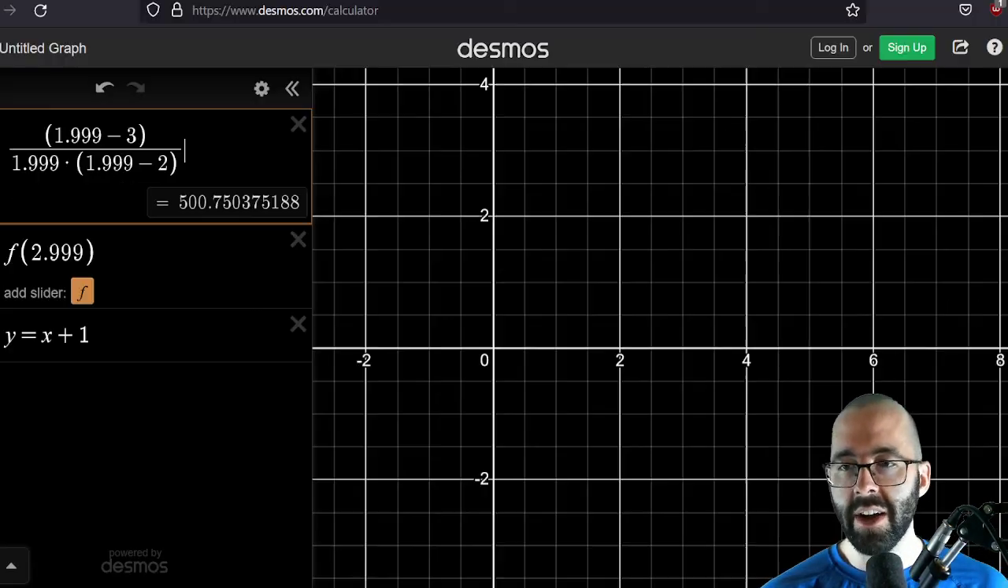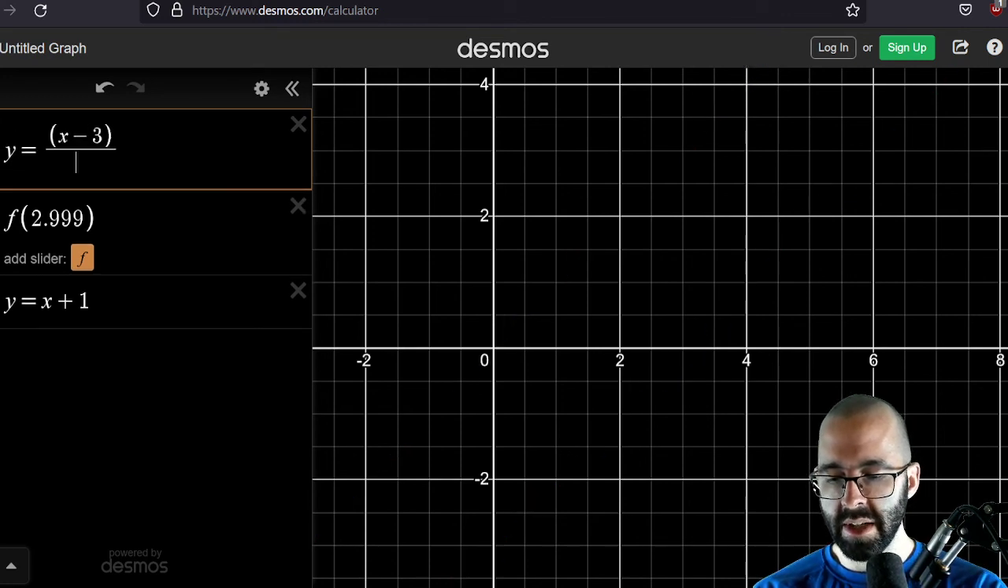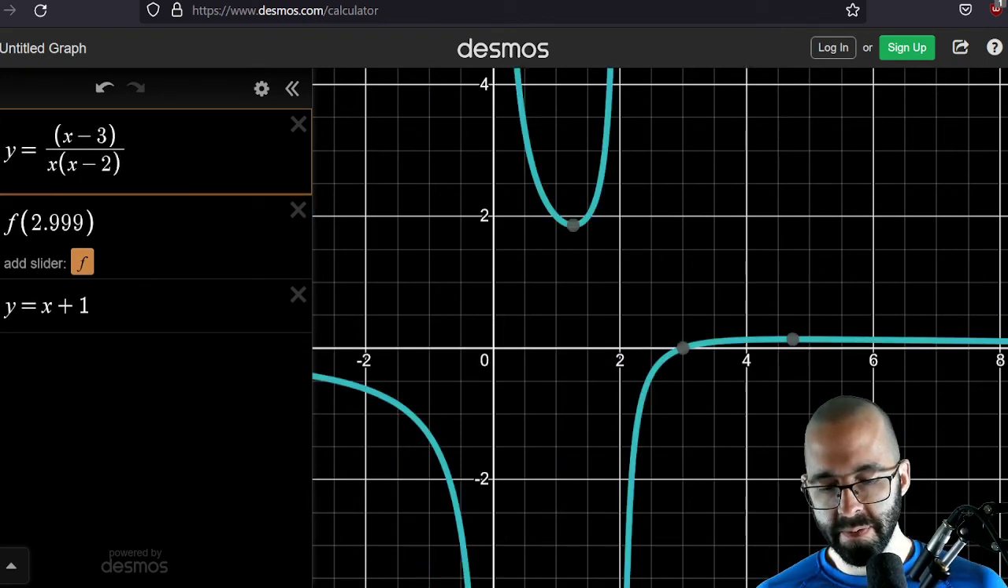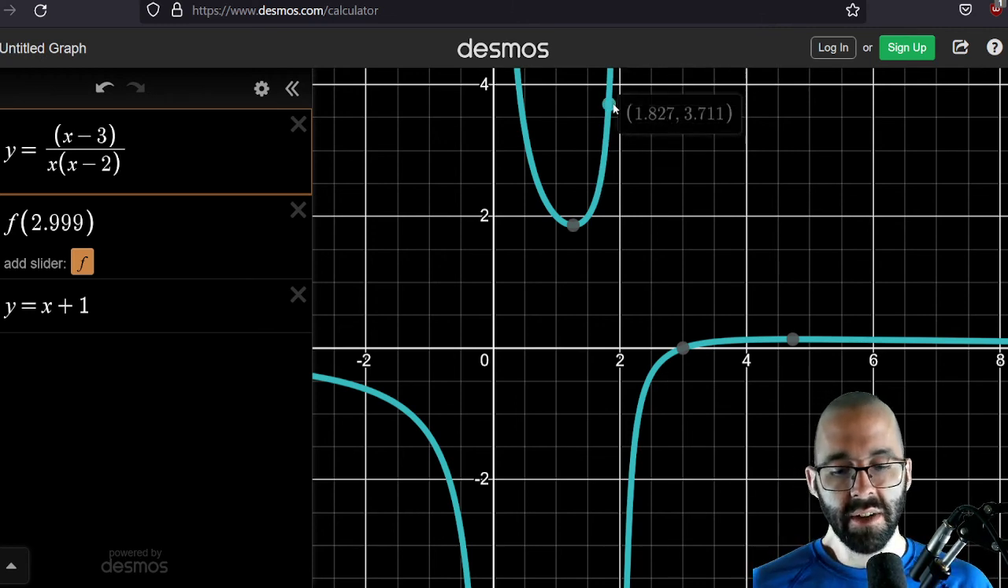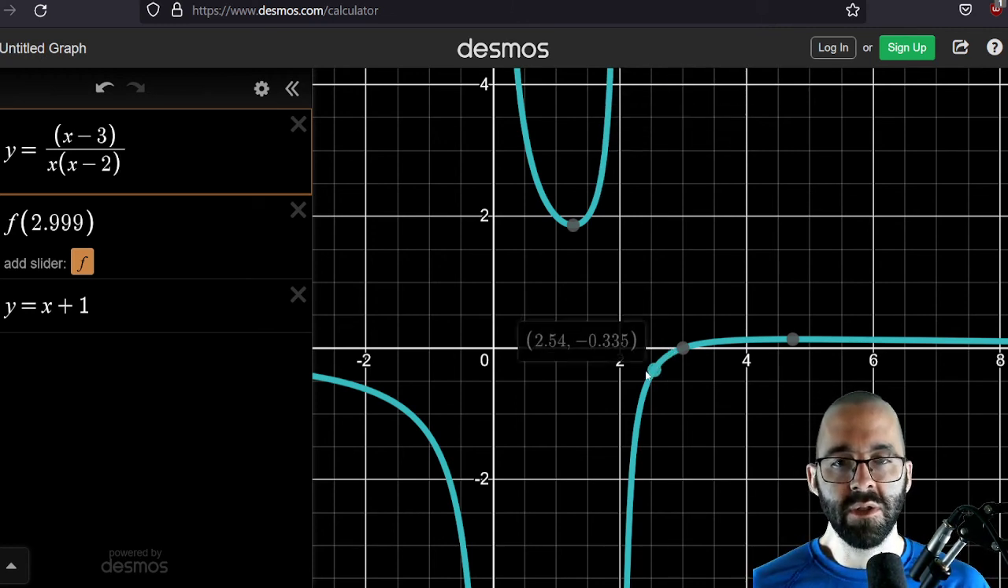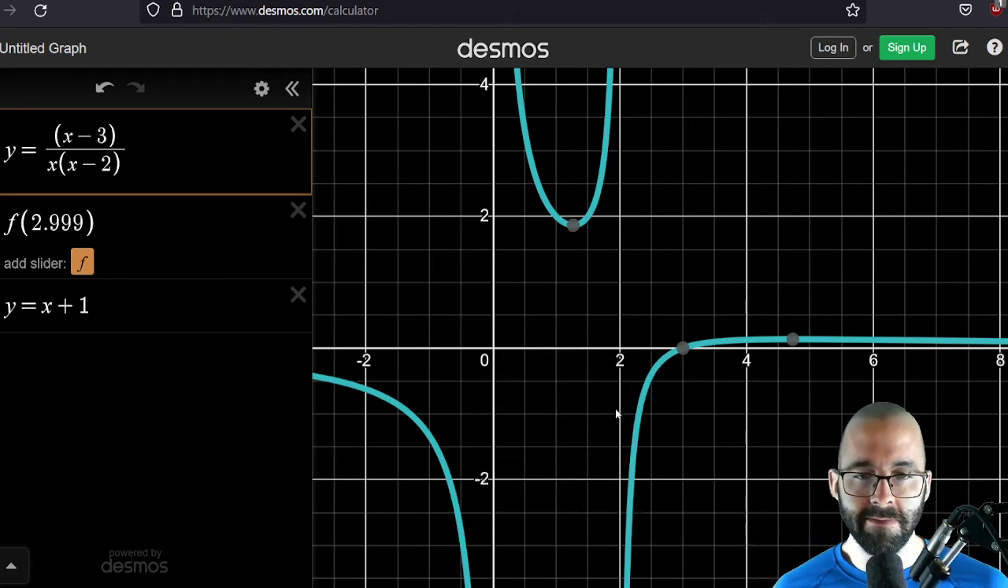Let's graph it and verify our answer. y equals x minus 3 divided by x times x minus 2. As we approach 2 from the left, it does shoot off to positive infinity. As we approach 2 from the right, it does approach negative infinity. This is a rational function.